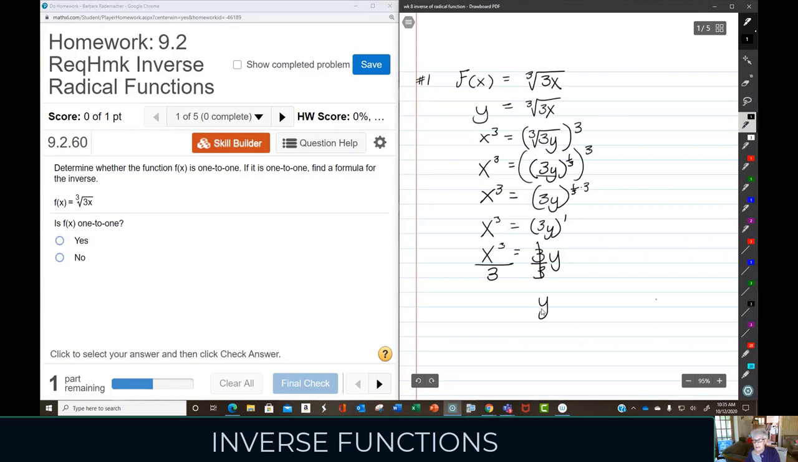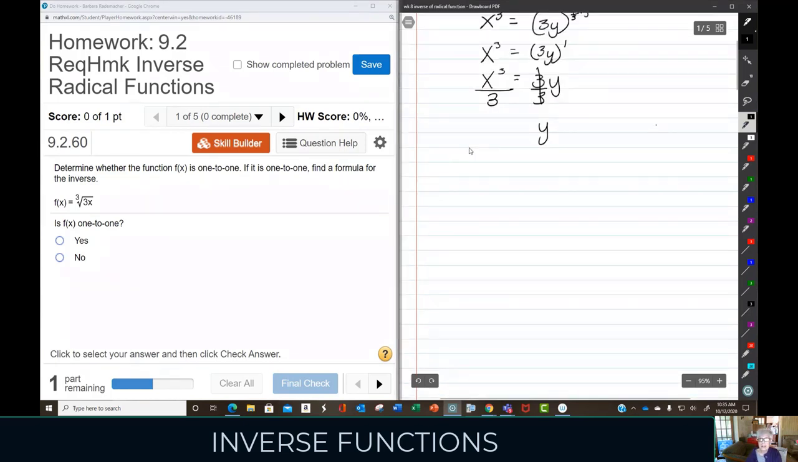So y equals x to the third power over 3. But what y is now is it's the inverse of that original function f of x. And the way that you write inverse is this way. F inverse of x is what you say. And f inverse of x equals x to the third over 3.